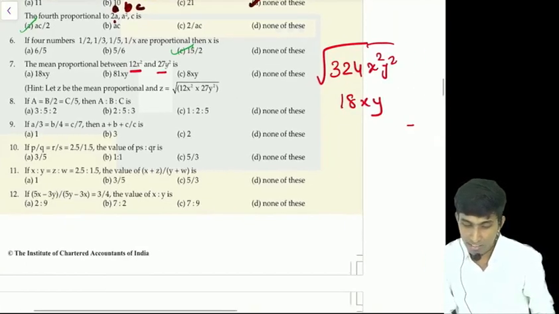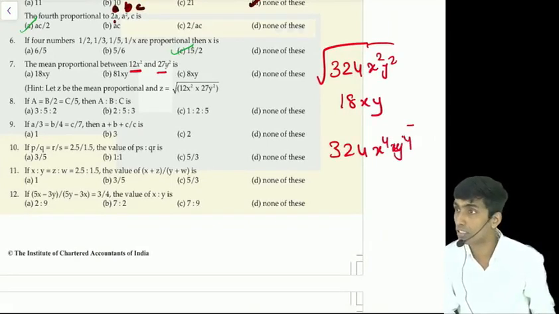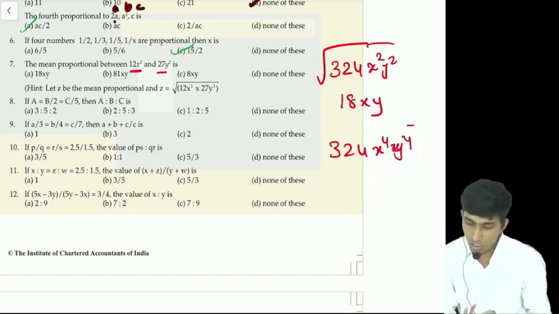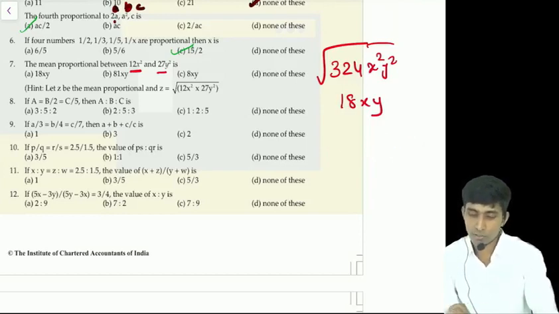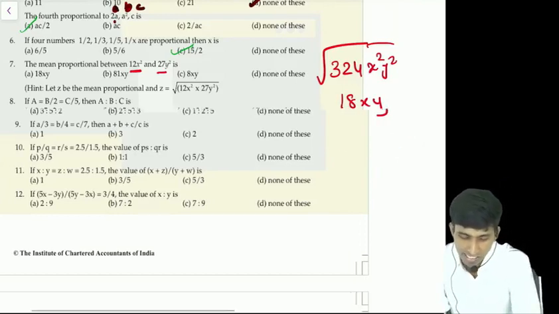Don't write it like this. 12 sevens are 324. x² into y² is x raised to 4, y raised to 4. Is it possible? These are all mistakes we see in the class. So it is x², y². When you take the root, the answer is 18xy.